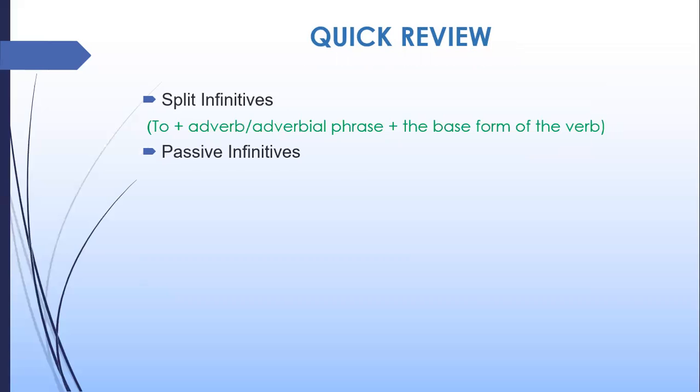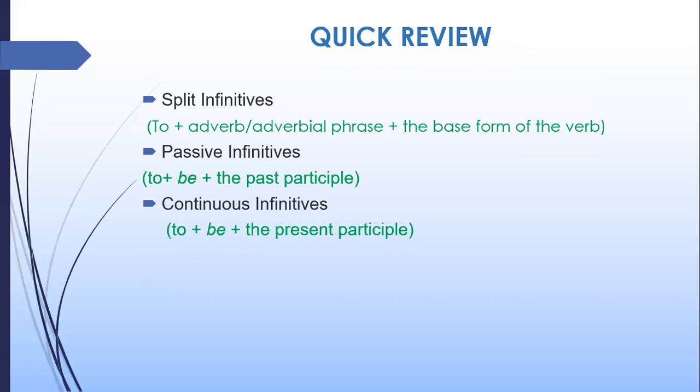Quick review. Split infinitives mean we are talking about to plus adverb or adverbial phrase, then the base form of the verb, meaning first form of the verb. Passive infinitives mean we are talking about to be plus past participle. Continuous infinitive means we are talking about to be plus the present participle, and simple infinitives mean we are talking about to plus verb's first form.